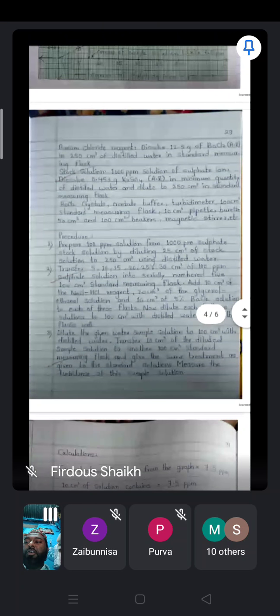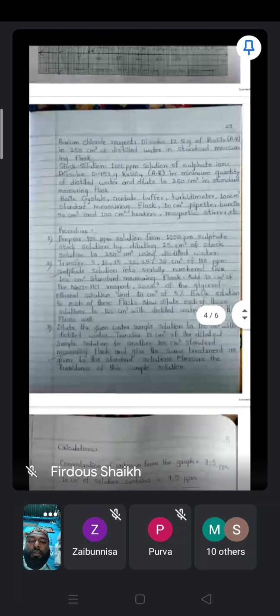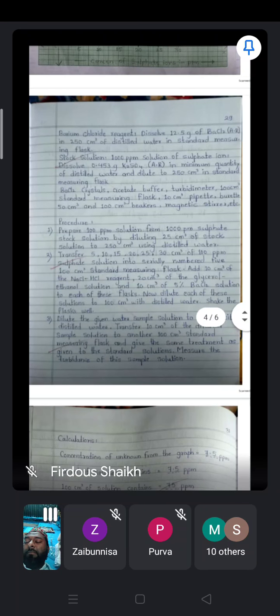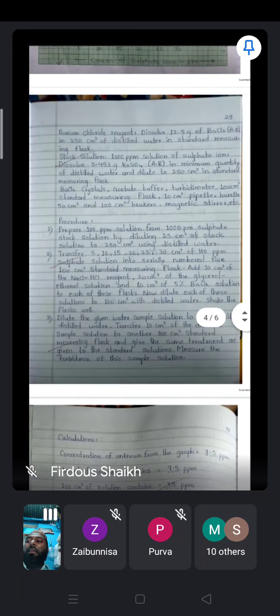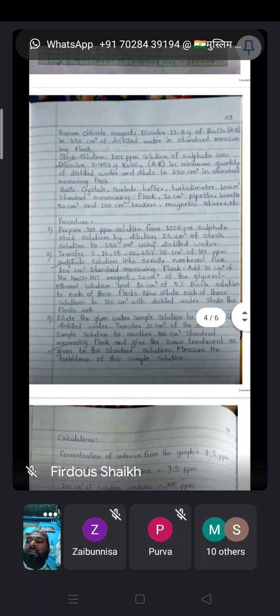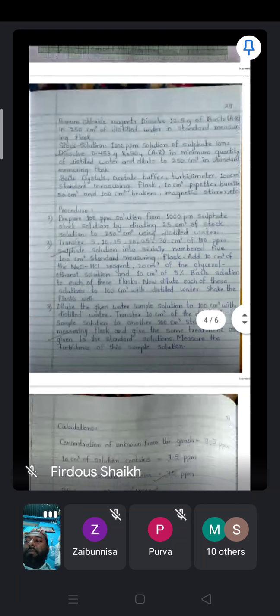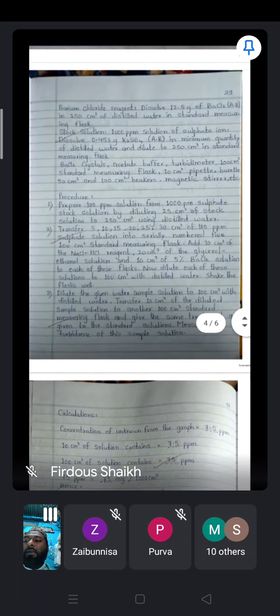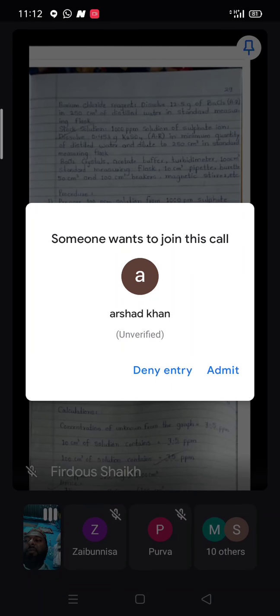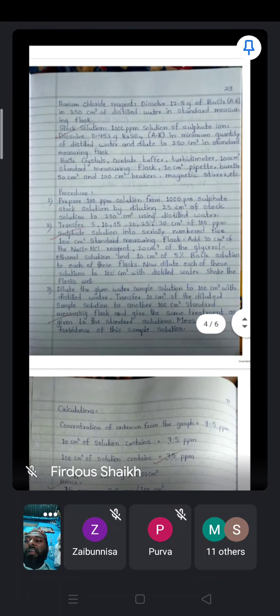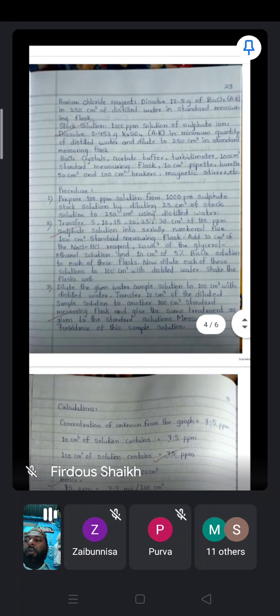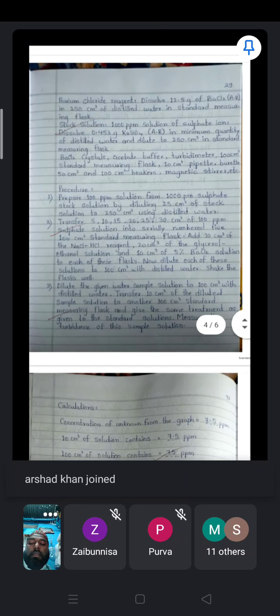Then the stock solution, 1000 ppm solution of the sulfate ion. For that purpose we are going to dissolve 0.453 gram of potassium sulfate in a minimum quantity of water and dilute to 250 cm cube in the standard measuring flask. Then BaCl2 crystals, acetate buffer, turbidimeter, 100 cm cube standard measuring flask, 10 cm cube pipette, burette, 50 cm cube and 100 cm cube beakers. Then we want the magnetic stirrer, etc.